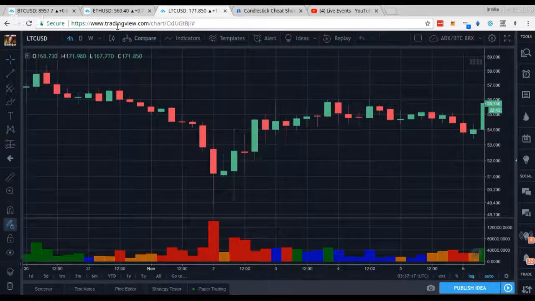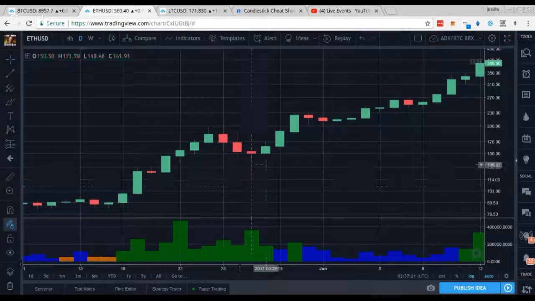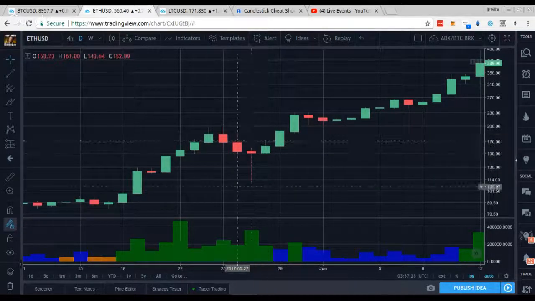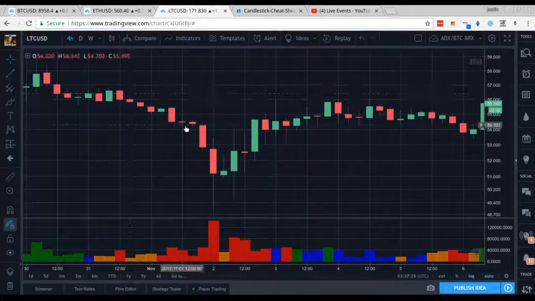So these are really good ones to look at. If you're in a downtrend, you're looking for a good area to get in, a time to position in. You're looking for your hammers, your dragonfly dojis, or your inverted hammers coming off a downtrend.